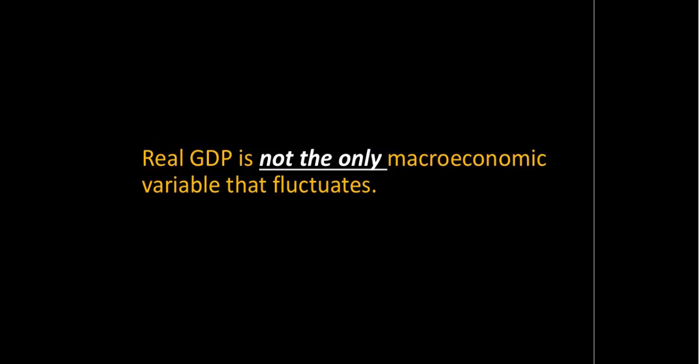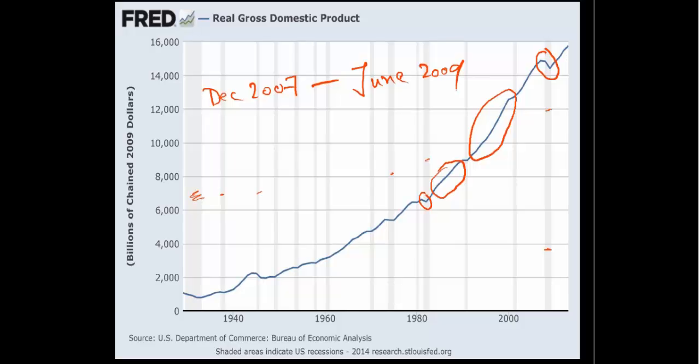Now let's talk about real GDP. Till now, I just showed you how real GDP fluctuated from year to year. And we have seen lots of fluctuation in the GDP based on which year you are looking at.